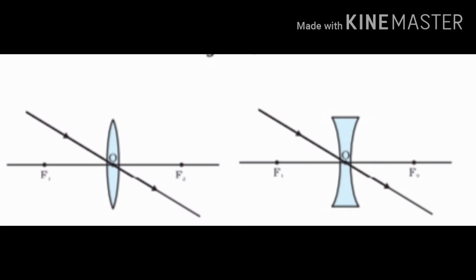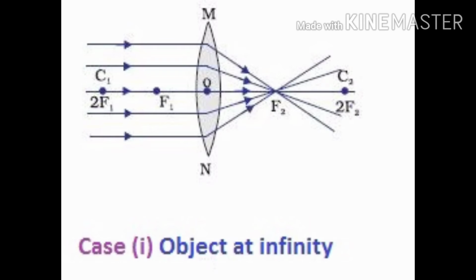A ray of light passing through the optical center of a lens will emerge without any deviation. Now let us take a look at the ray diagrams for the image formation in a convex lens for a few positions of the object. When the object is at infinity, all rays will be parallel to the principal axis and will converge at the f2 position on the principal axis.